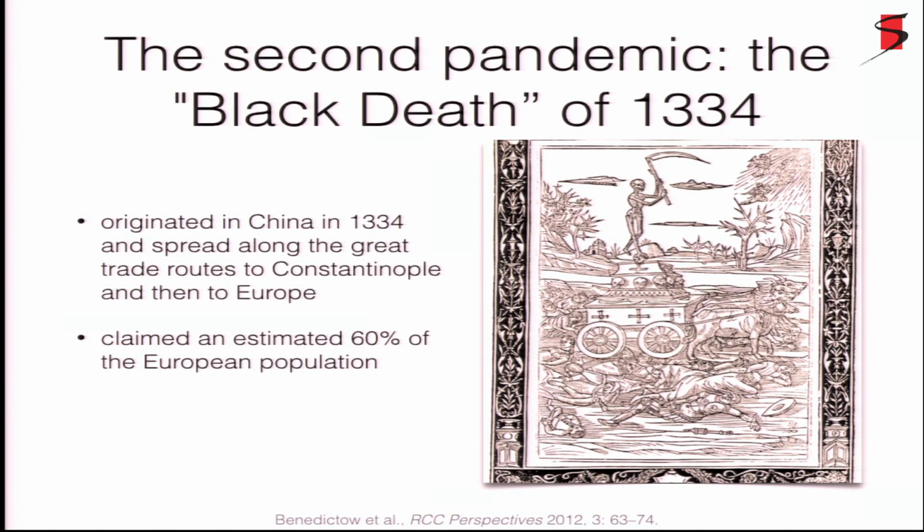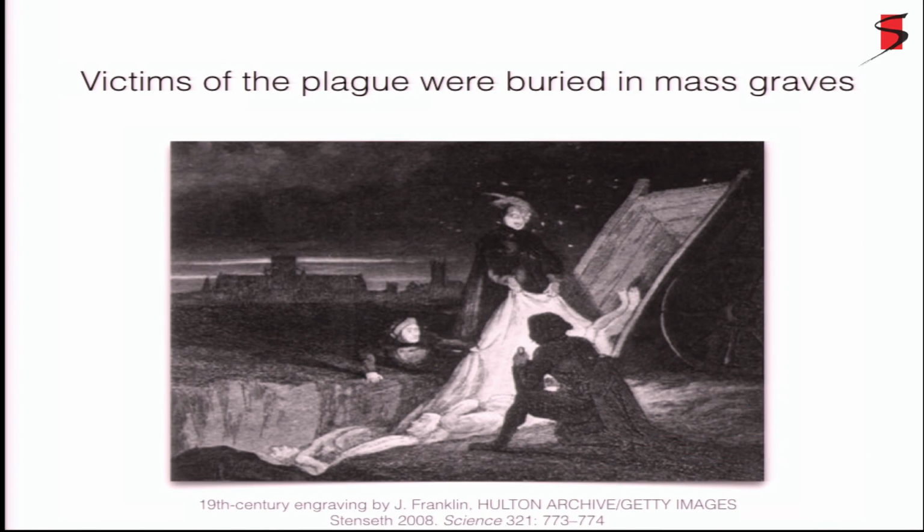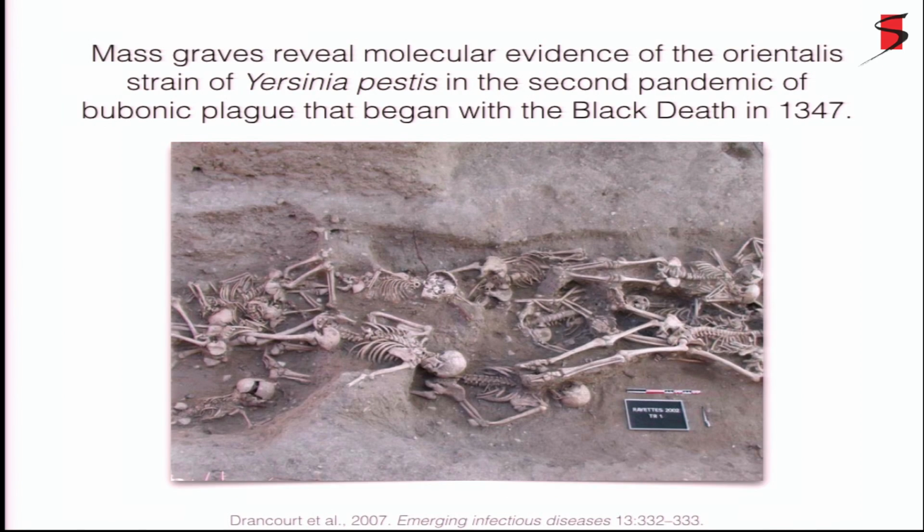It claimed an estimated 60% of the European population. Different estimates range in exactly what they claim, but it was really an astonishing blow to European civilization at the time. Victims of the plague were buried in mass graves, just as happened in the Justinian plague. This is a 19th century engraving, just displaying that kind of burial process. And the mass graves from the Black Death also have been unearthed, and individual DNA sequences from samples also were able to reconstruct Yersinia pestis, establishing that it is the pathogen responsible for the Black Death.